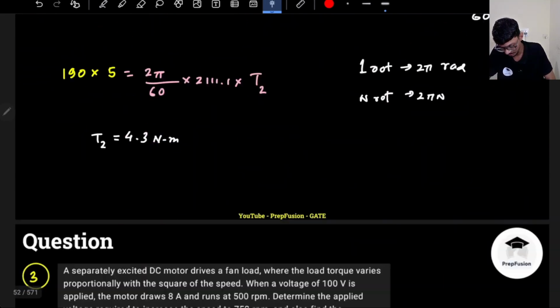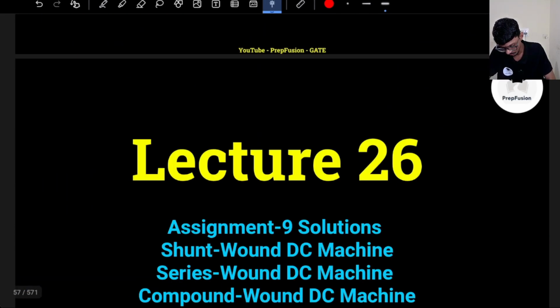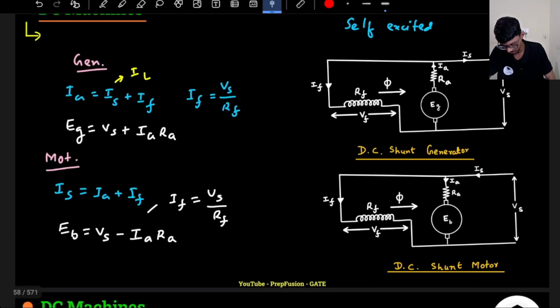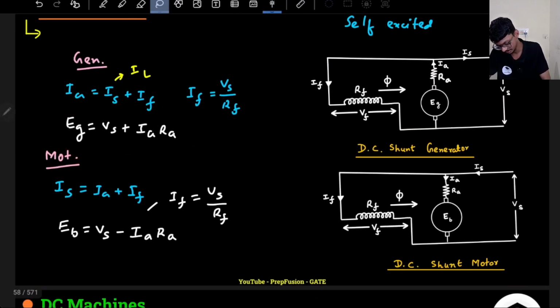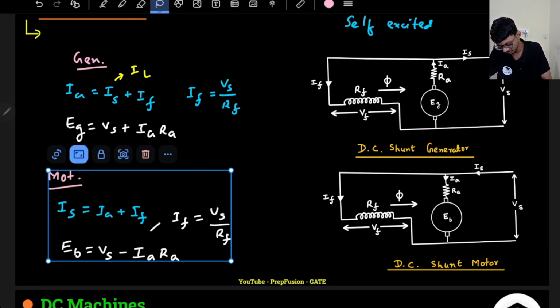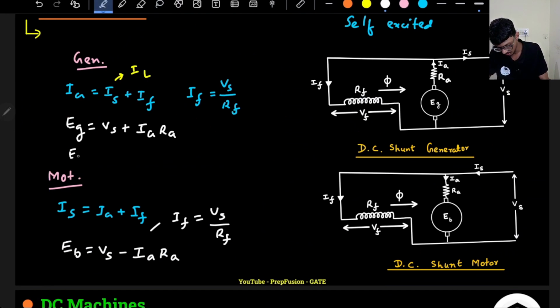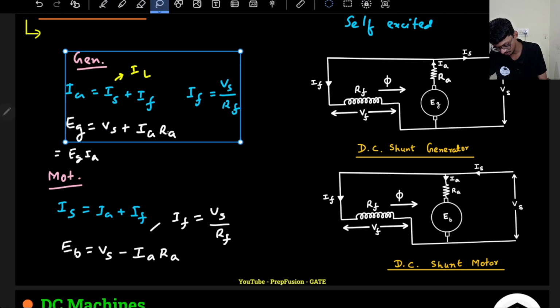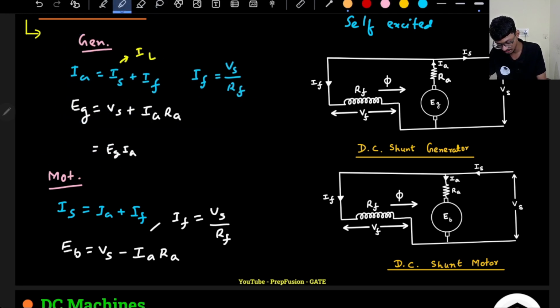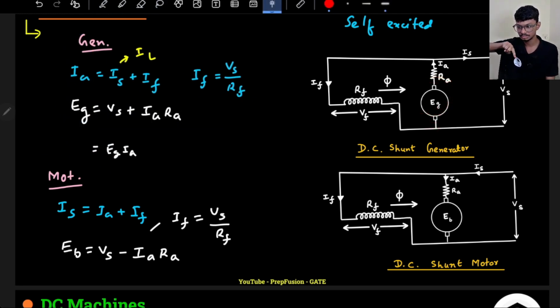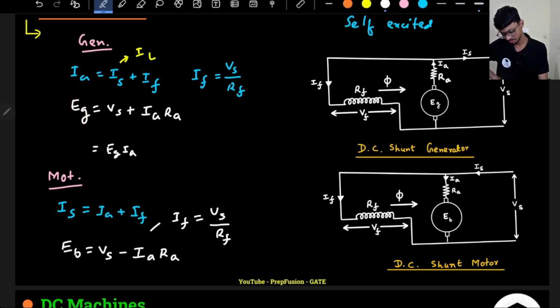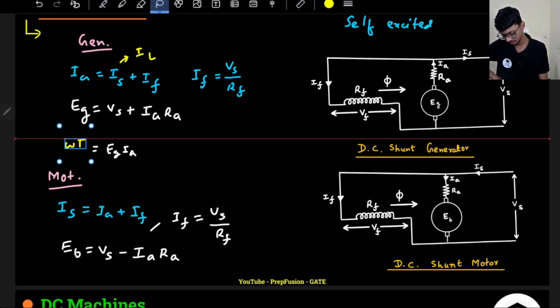So if I multiply by IA on both sides, what do I see? My EG into IA will be the input power, correct? EG into IA will be the input power, because I am rotating the armature, due to which this voltage is getting induced and developed. So this is omega into torque developed. This is the input power basically.